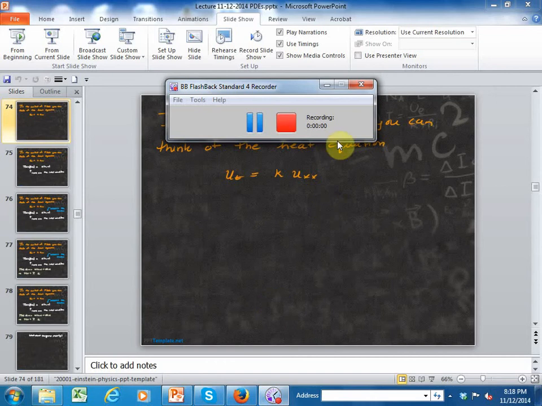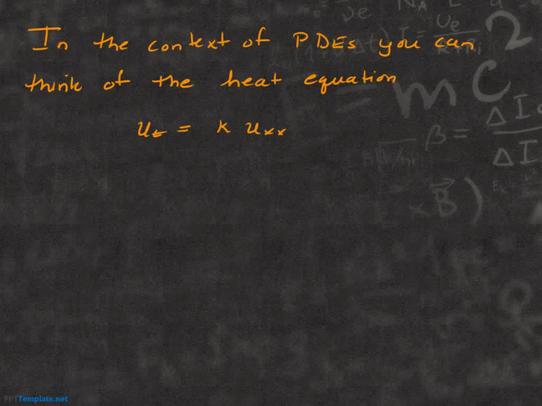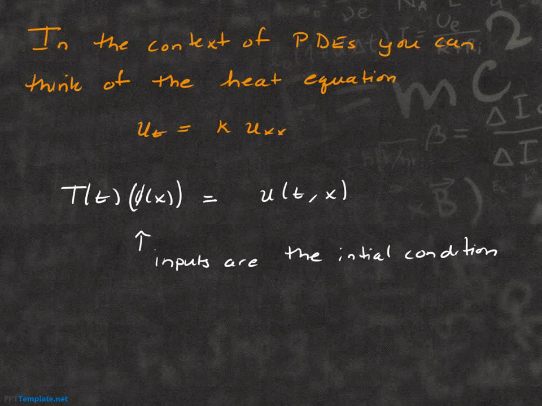And it has nothing to do with PDEs anymore. I learned my analysis from the heat equation. So here's the heat equation again. If you define T of t, where the inputs of T of t are functions, the initial conditions, and the outputs are the solution to that PDE, that's just the semigroup. It is actually the solution to the PDE.